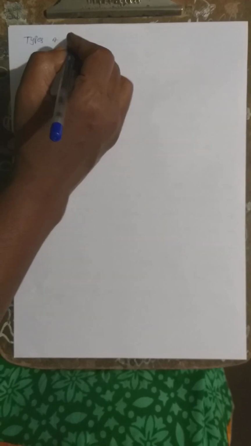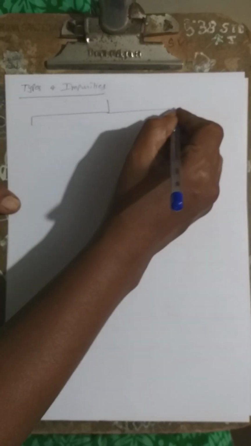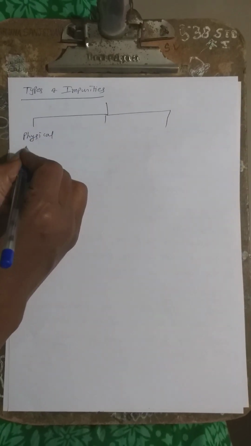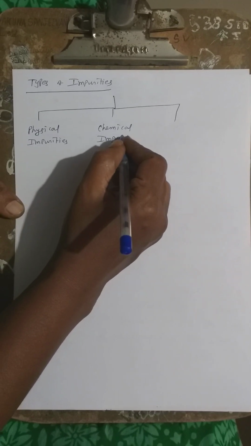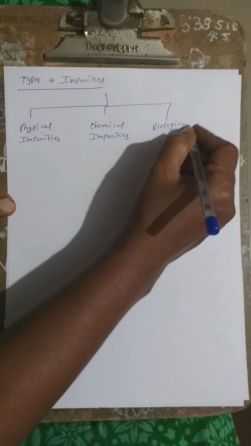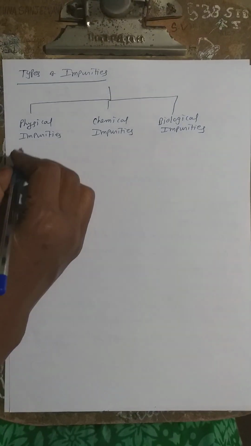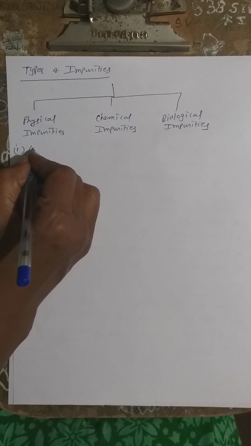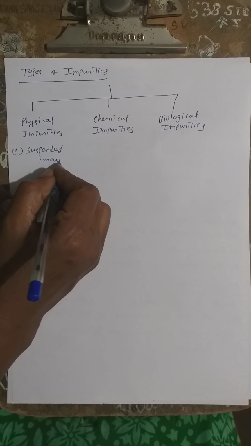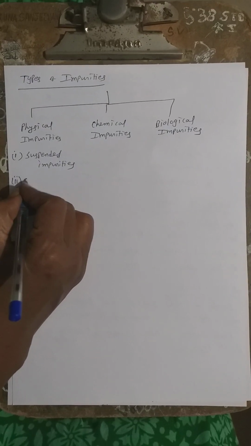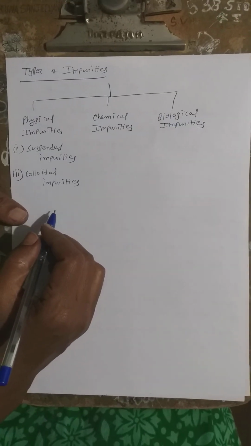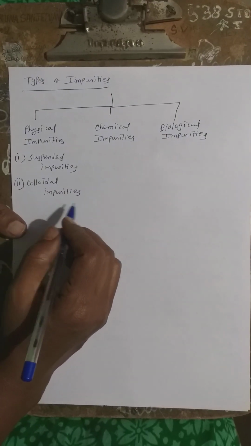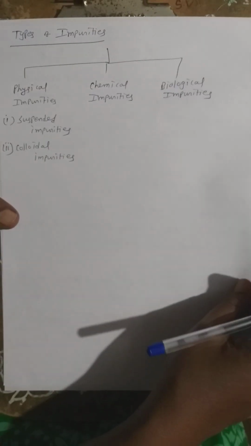Types of impurities present in water can be classified as 3. One is physical impurity, chemical impurities, and biological impurities. Further, under physical impurities, presence of suspended impurities and colloidal impurities are listed. So both suspended impurities and colloidal impurities combinedly constitute the physical impurities. It is called physical because in water the presence of these impurities is visible.